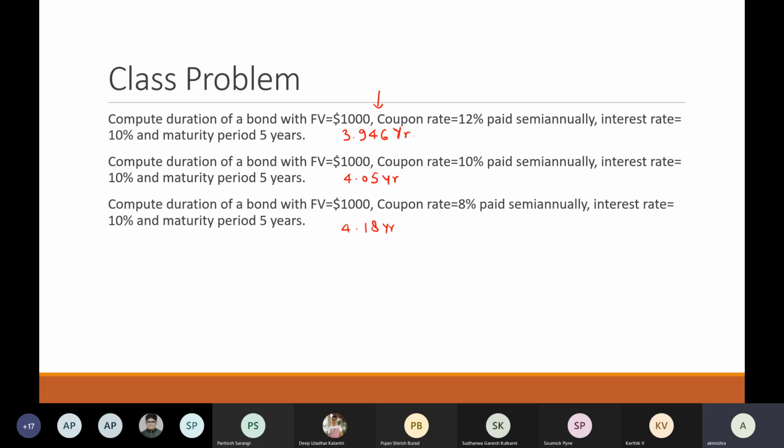Calculation should not take that much time. You all are doing engineering. If you are using Excel, hardly will it take 2-3 minutes if you are clear with this concept.